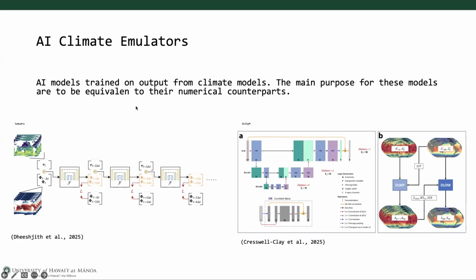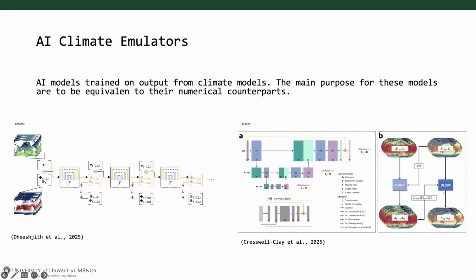Here I'm showing, though the subtitles are really small, Samudra, which is an ocean emulator, and Elysium, which is a coupled emulator. Coupled because we have a deep learning weather prediction model for the atmosphere, and a deep learning ocean model for the ocean. So both components of the Earth are AI models communicating with each other. Whatever happens in one affects the other, and so on.